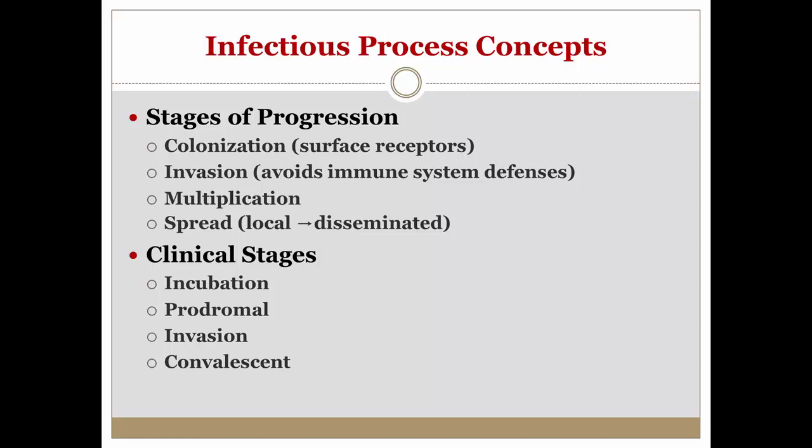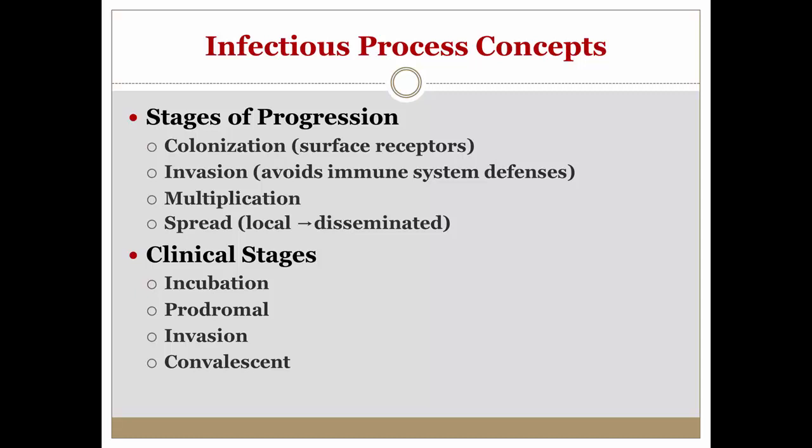So it's to the infectious organism's advantage to be able to multiply rapidly so that it has enough copies out there so that it can start to resist the immune system removal. And then last but not least is the idea of spreading of this organism. And this can be local, or it can be disseminated. So when we say local, it may be within a defined area, or as we know with sepsis, it may be disseminated throughout the system.